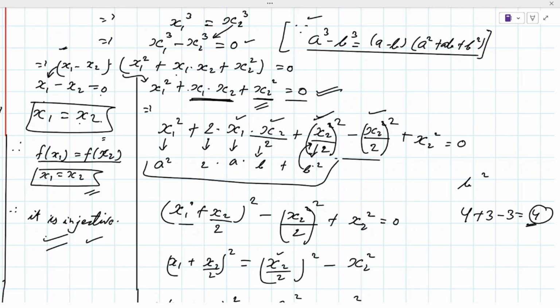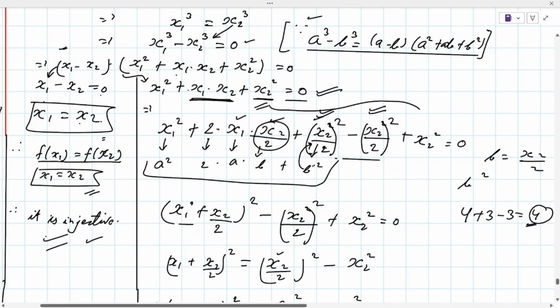So here we need the b which will be x2 by 2, right? By seeing this part, we can say that we need b as x2 by 2, right? So here once we add it and once we subtract it, okay? So it will be x1 plus x2 by 2 whole square minus x2 by 2 whole square, okay? That will be our b square and here we write x2 square as it is plus x2 square is equal to 0.